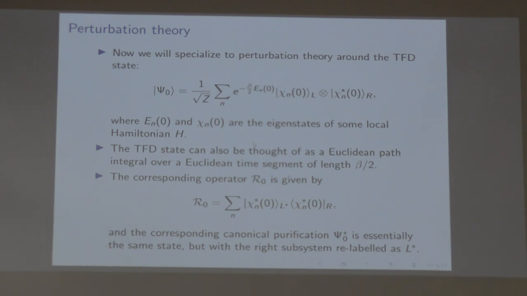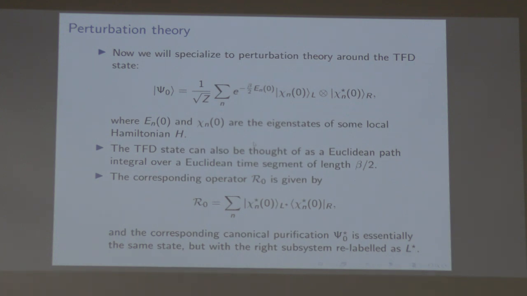All right. So as I said, so far the discussion was kind of general, but now we are going to specialize to doing perturbation theory around a state which we understand well, namely the thermofield double. So here, this is the lambda equals zero state. It's the thermofield double state. In particular, its special feature, as Abhijit pointed out, is that its canonical purification is itself. So the R naught is identical. And I've just written it out in terms of the eigenstates and eigenvalues of some local Hamiltonian.